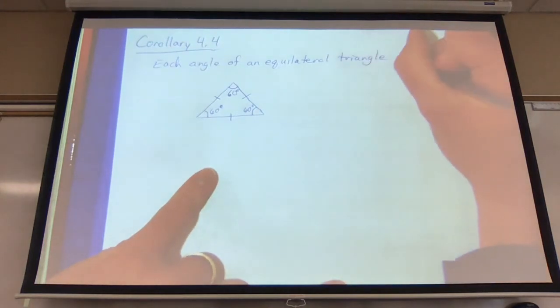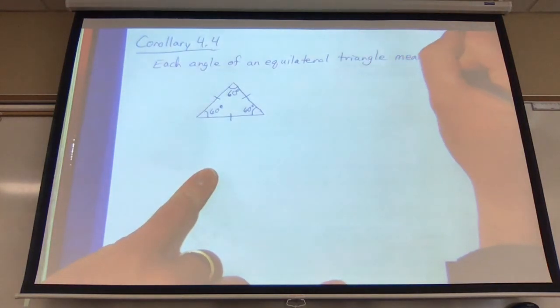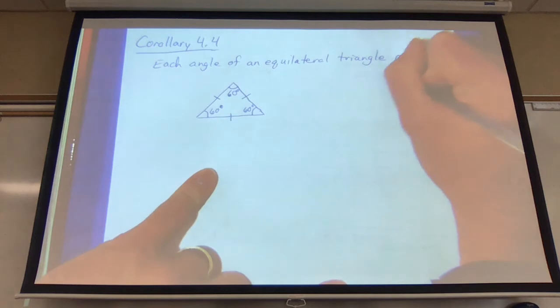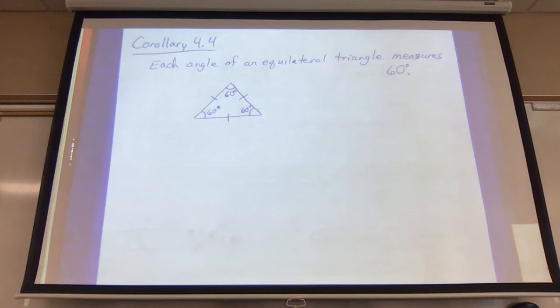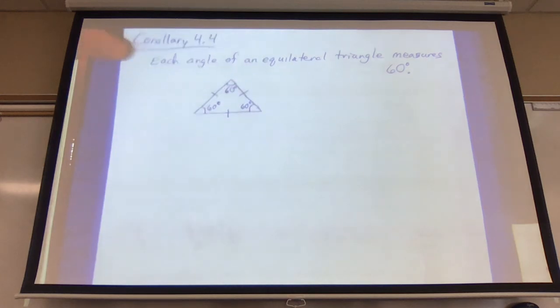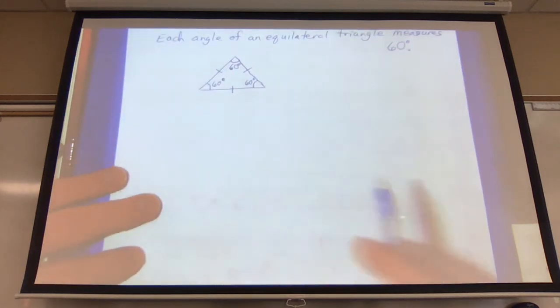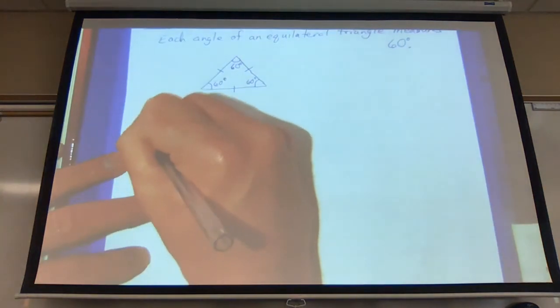Each angle of an equilateral triangle measures 60 degrees. All right, then we've got a few examples to show you how this works, kind of what you'll see on tests and quizzes when it comes to these types of problems. Let's call this one letter A.